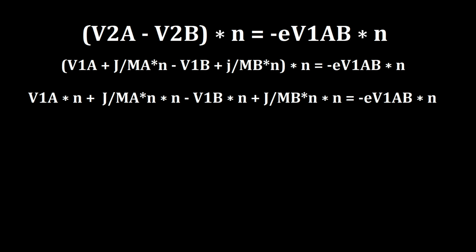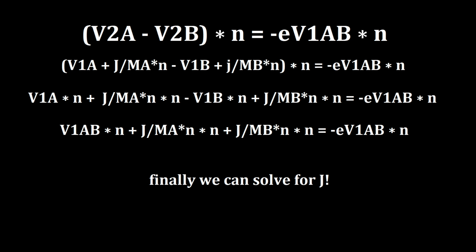Next, we distribute the dot product on the left side, giving us this. Since we know that VAB is equal to VA minus VB, the left side of the equation simplifies to this equation. Finally, we can solve for j.